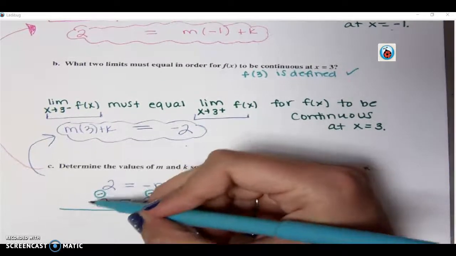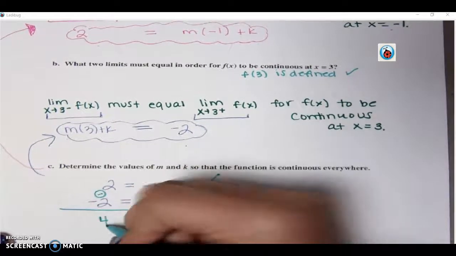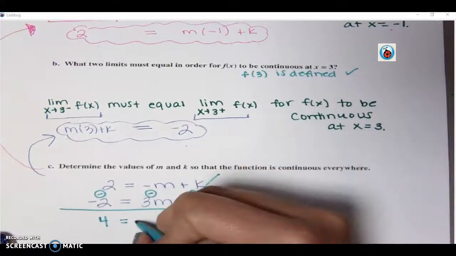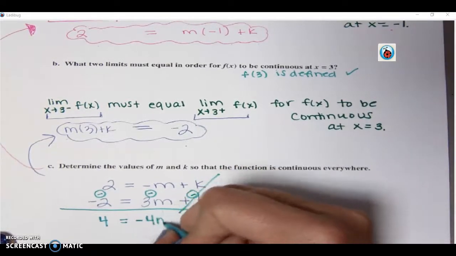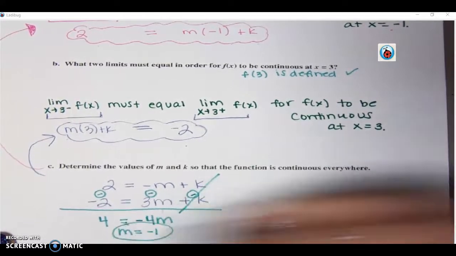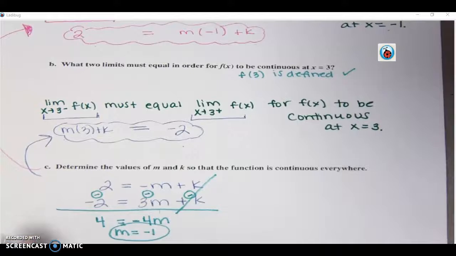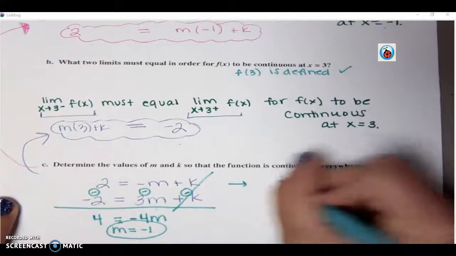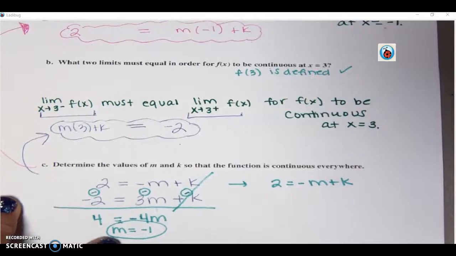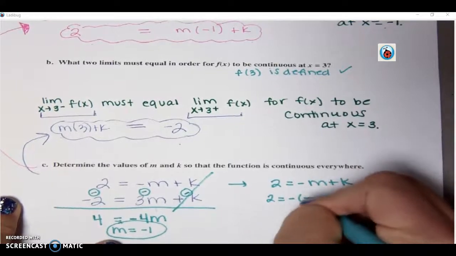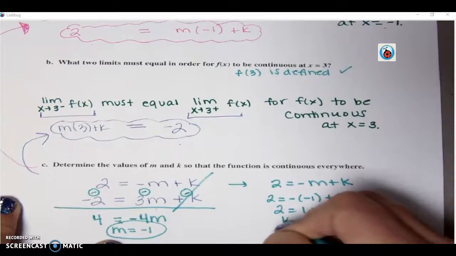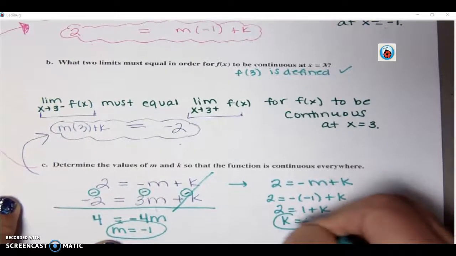So if I do 2 minus -2, that will give me 4, equals, and if I do -m minus 3m, that would give me -4m. So now we can solve for m, and m will give us -1. So there's our m value. To get your k value, you're just going to plug it into one of these equations. So I'm going to take the top equation and plug in m equals -1. So that means k would just give you 1.